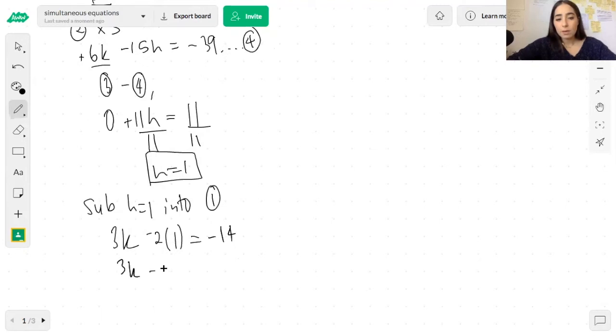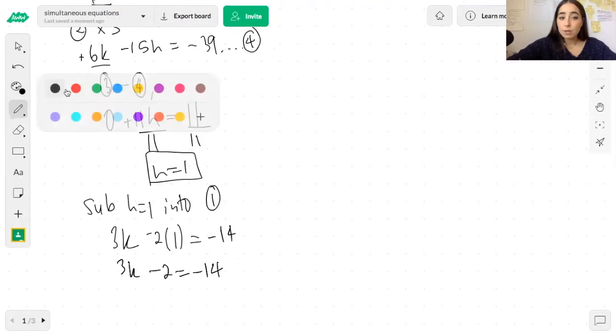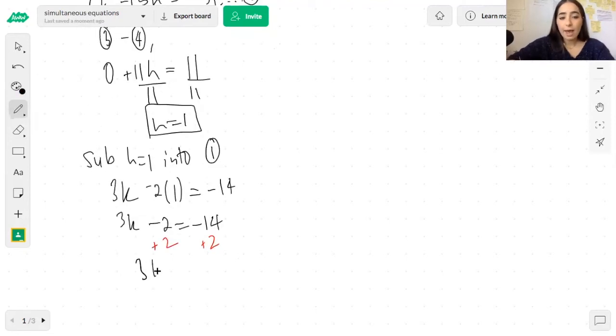I'm just going to expand that bracket there. And then we're going to add 2 to both sides. So we get 3k equals negative 12. We divide both sides by 3. And so we get k equals negative 4.